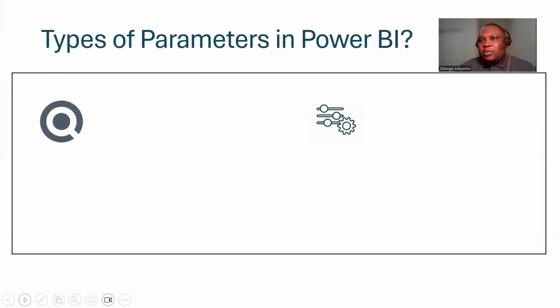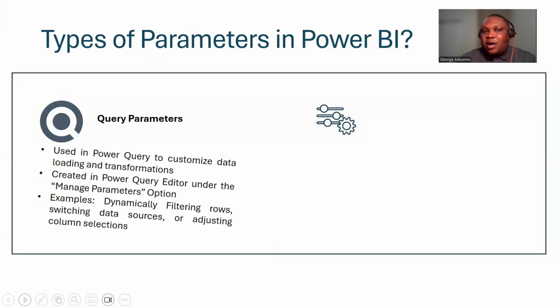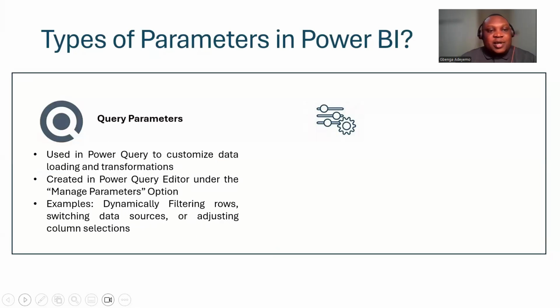So we have two types of parameters I'm going to be discussing today. We have the query parameters, from the word query, right? It means that this parameter is created in Power Query. Query parameters are used in Power Query to customize data loading and transformations. It is created in Power Query under the Manage Parameters option. I'm still going to show you that.